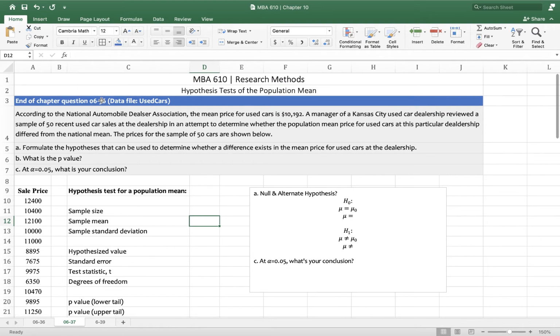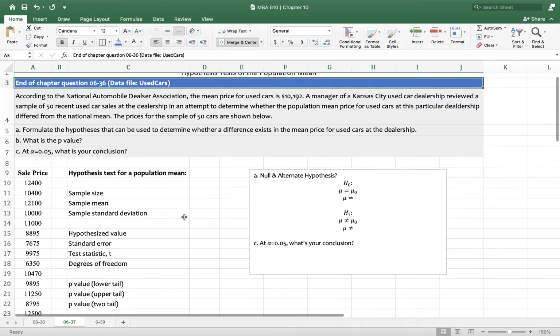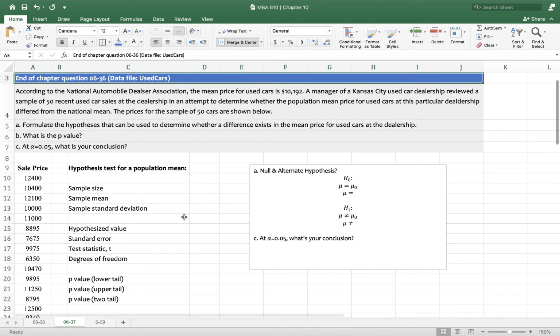Welcome back to Chapter 6 of Research Methods, where we're looking at hypothesis tests of the population mean. I'm going to walk you through using one of the questions from the end of our chapter in the Camm and Cochran textbook, and that's question 6.36. If you're following along and you're in my class, you can open the data file called used cars. If you're not in my class, you're just going to have to follow along, and I think it'll still be useful. So here's the question we're working with.